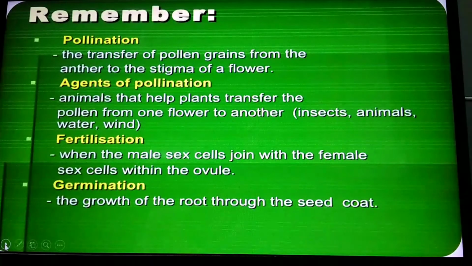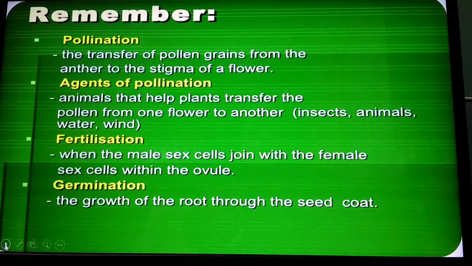Once again, pollination is the transfer of pollen grains from the anther to the stigma of a flower. Agents of pollination are animals that help plants to transfer the pollen from one flower to another, for example, insects and other animals, wind, water, etc. Fertilization is when the male sex cells join with the female sex cells within the ovule, that is, the fusion of the male gamete with the female gamete or egg to form an embryo.